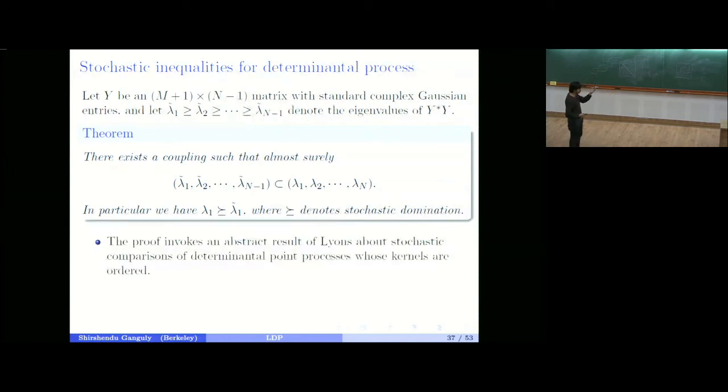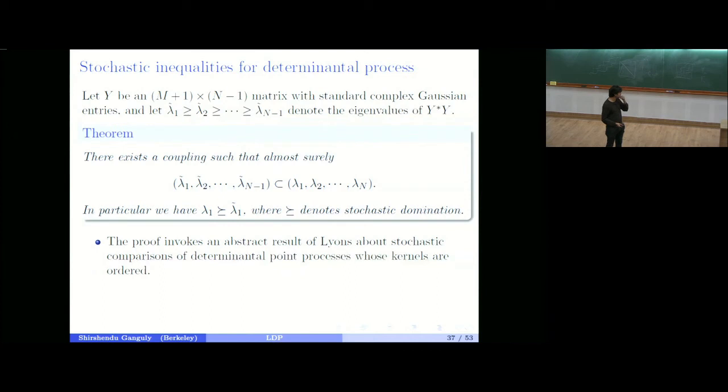And so the real reason why this is true is because this already appears in some abstract sense in a paper of Russ-Lance, that you can find a coupling where you can make this ordering statement work if the kernels of these determinantal processes are ordered. And now it's not very hard to check that if you take a Bichat matrix of size n, n, and a Bichat matrix of size n plus 1, n minus 1, then the kernels corresponding to the point processes that are the eigenvalues are ordered in this positive definite sense.